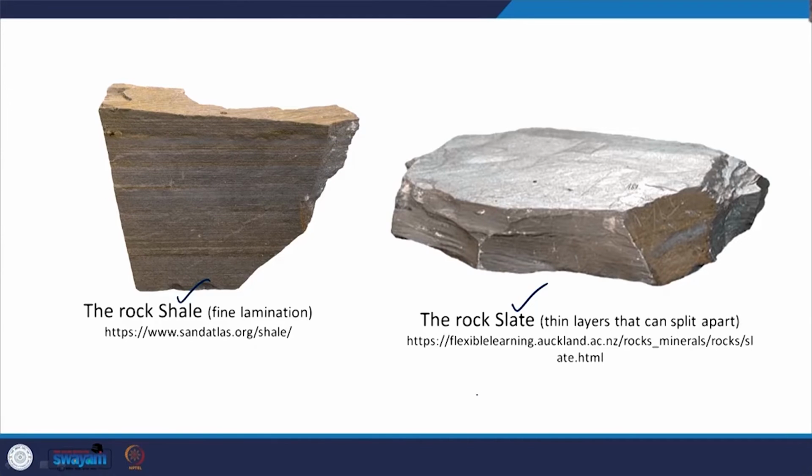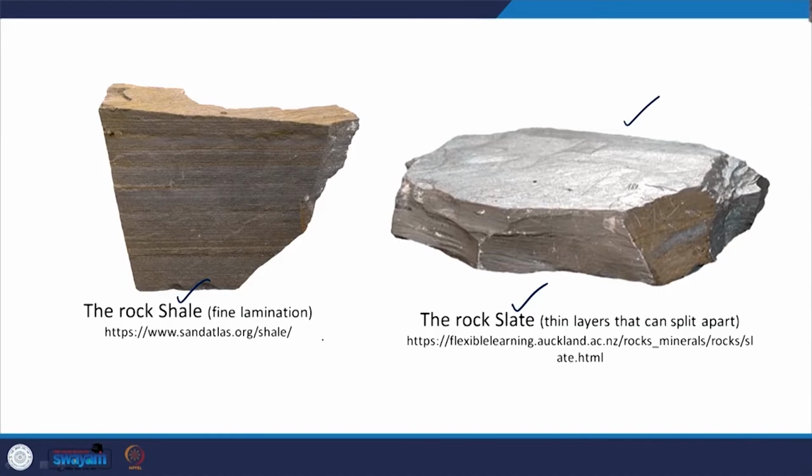For this rock slate, clay minerals in the parent rock metamorphose into mica minerals which are aligned along the foliation planes perpendicular to the direction of the pressure. This slate is characterized by fine foliation along which it breaks to leave smooth or flat surfaces.